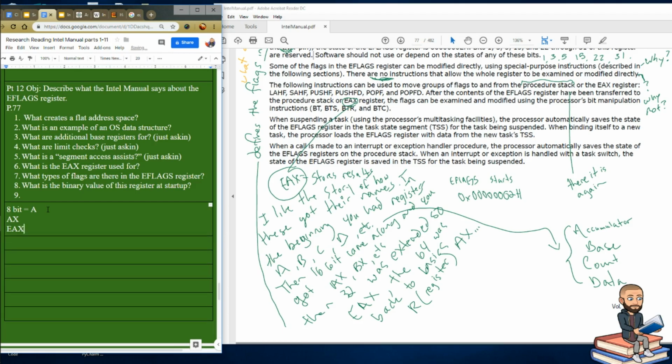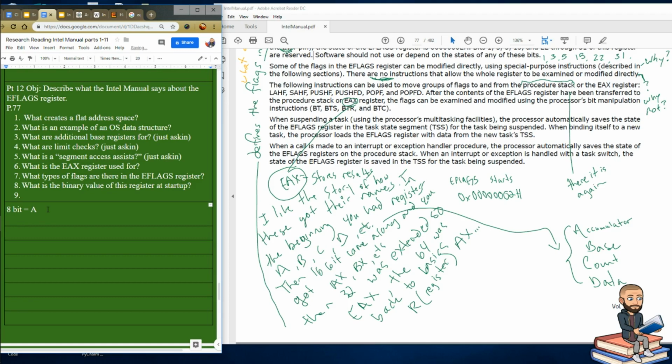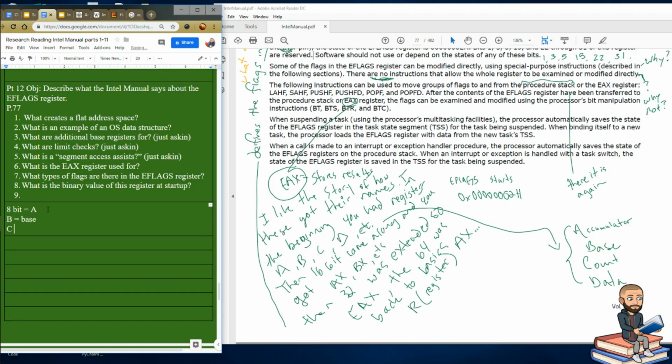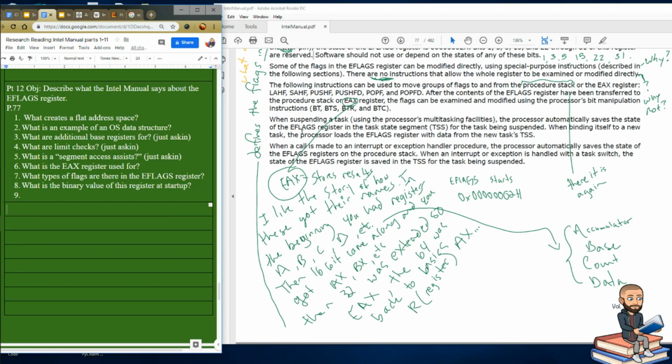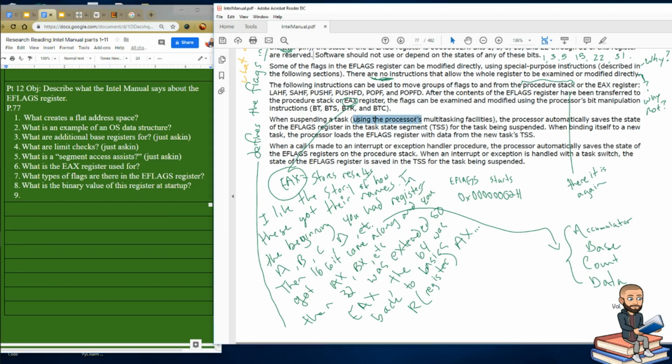The other registers, their names actually make sense, so it's not just alphabetical order, but B is for base, and C is for count, and D is for data. How convenient. So when suspending a task using the processor's multitasking facilities, the processor automatically saves the state of the Eflags register in the task state segment.